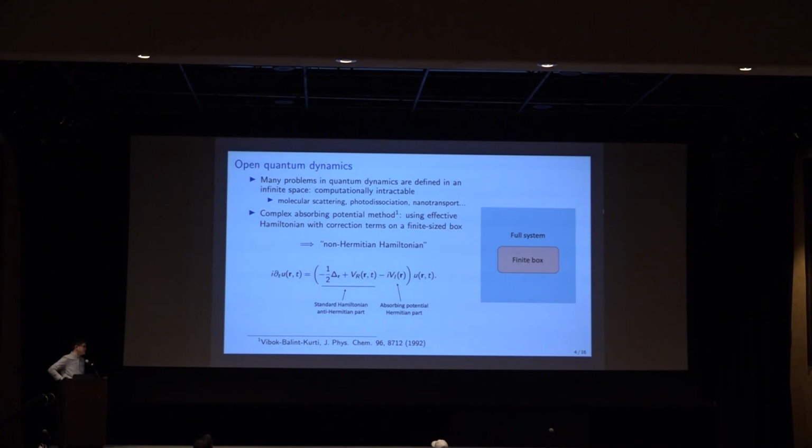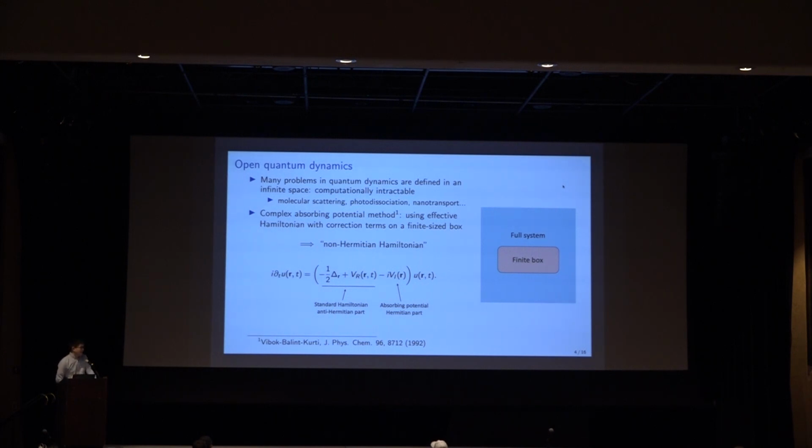The first example is still quantum dynamics, but we focus on open quantum dynamics. Our quantum dynamics is defined in an infinite space or in a very large space. If the space is very large, then it is computationally intractable. It is very difficult. For example, we have problems from scattering, photo dissociation and network transport, and also in some large reaction systems, where the entire Hilbert space or the entire physical space would be very large.